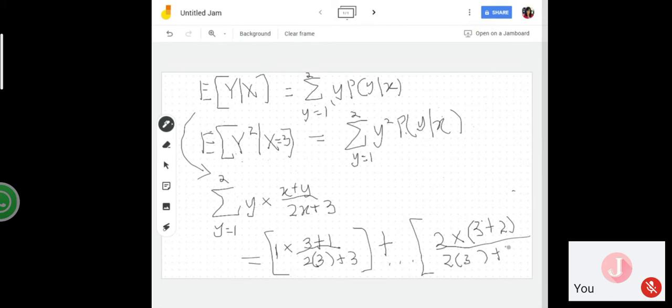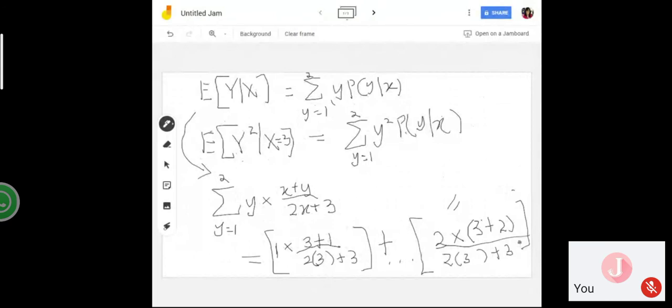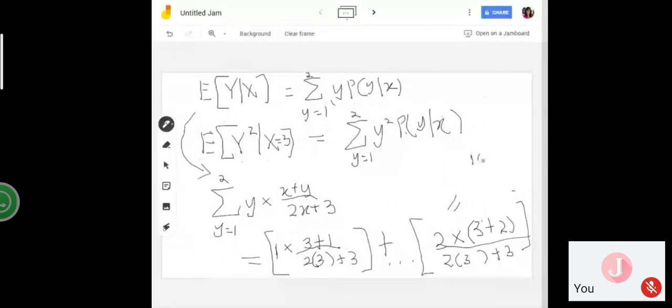Logan, what's the answer? I got 14 over 9, kan doktor? 14 over 9, right? Yeah, so answer is 14 over 9. This is 4 over 9. This is 10 over 9. Answer is 14 over 9. Are you okay, Logan? Okay, doctor.